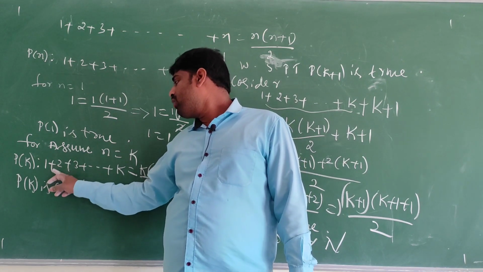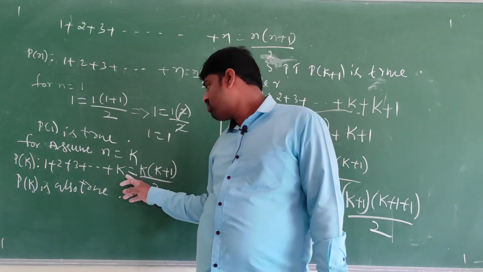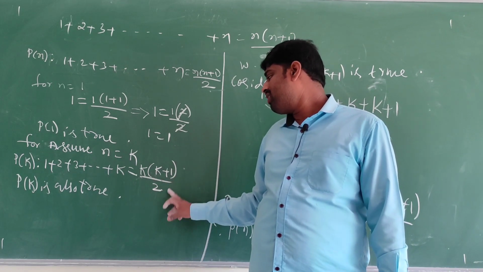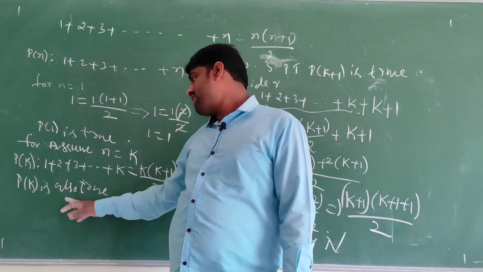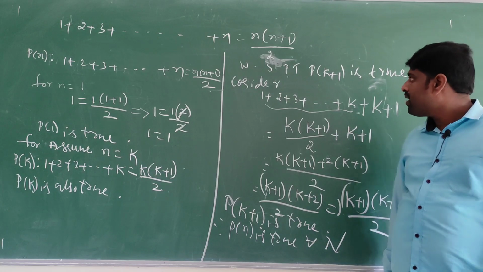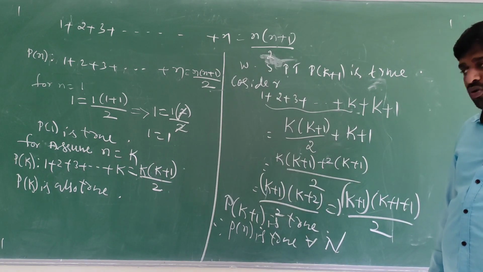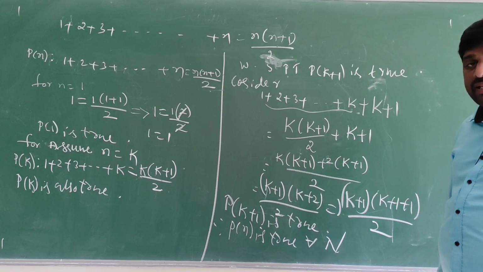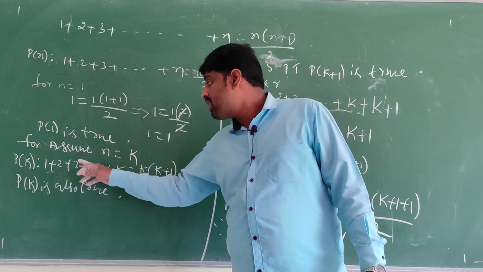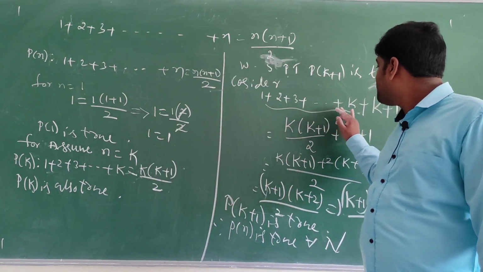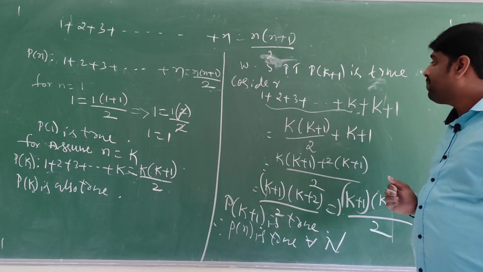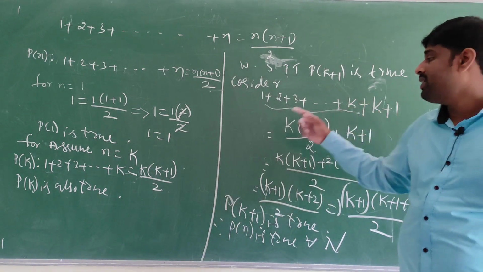P of k: 1 plus 2 plus 3 plus so on plus k equals k into k plus 1 divided by 2. P of k is also true. Finally, we have to prove that P of k plus 1 is true. We have to take the LHS of P of k, that is 1 plus 2 plus 3 plus k, and extension of this up to k plus 1. Substitute this value here.